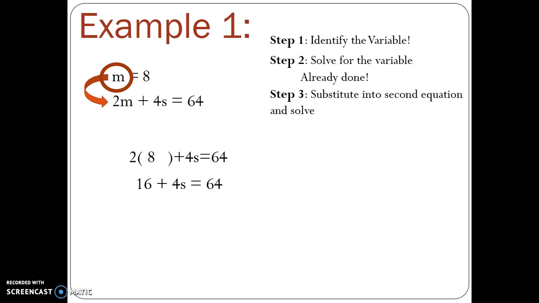I'm going to solve. 2 times 8 is 16, plus 4s equals 64. Next step, we want to subtract 16 from both sides, which gives us 4s equals 48. Then last step, divide by 4. 48 divided by 4 is 12. We get s equals 12.